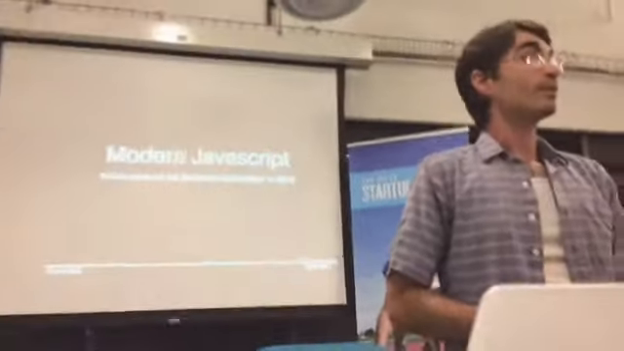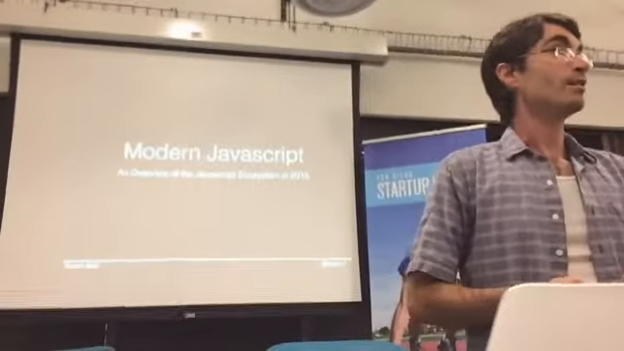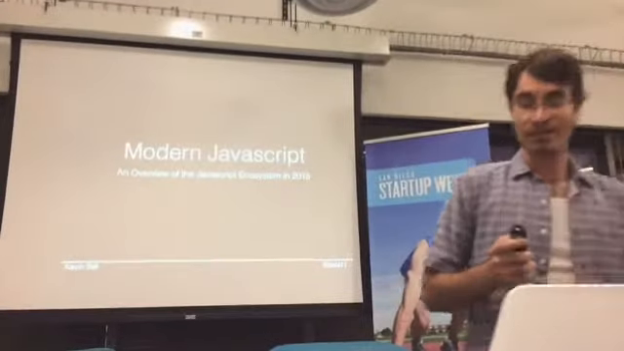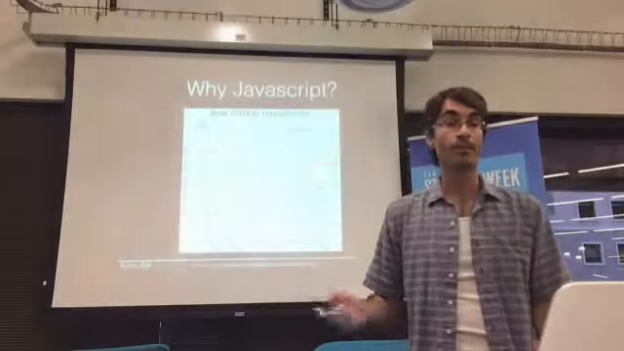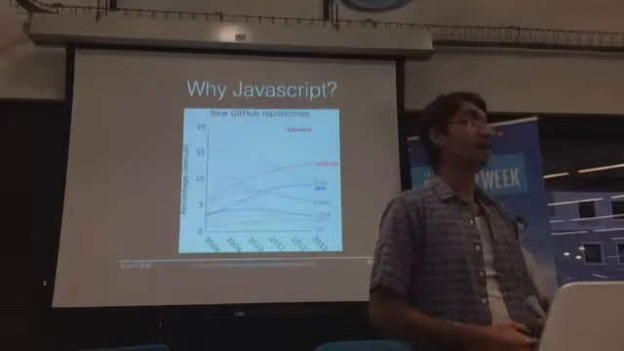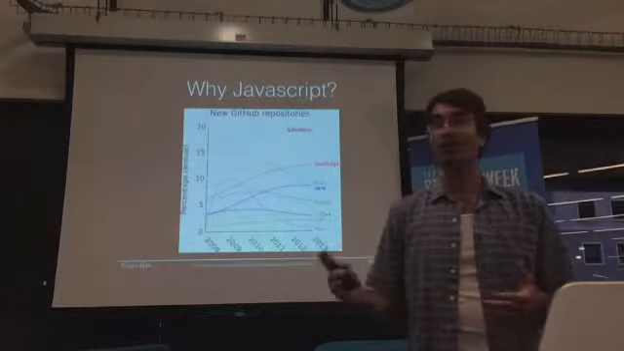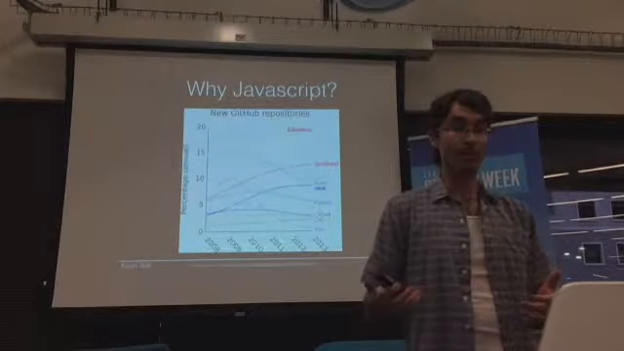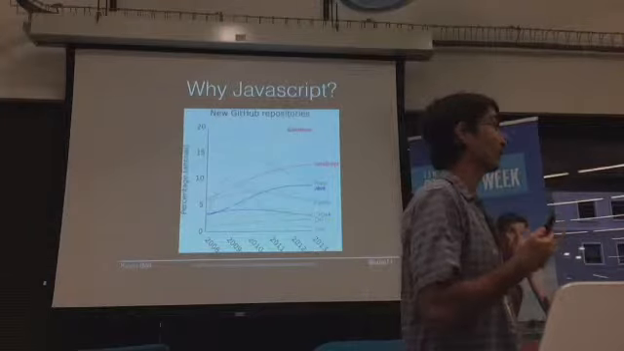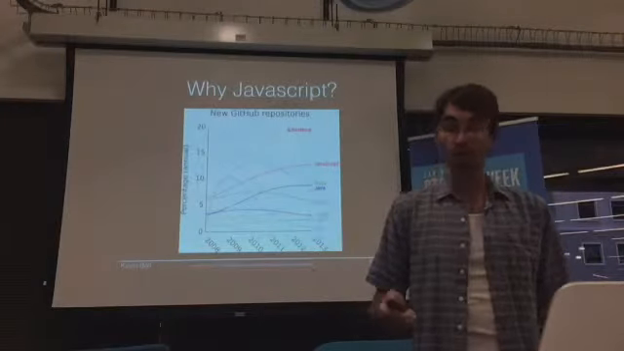Modern JavaScript. JavaScript right now in 2015 is very different than it has ever been, and especially from where it started. And the question, why JavaScript? Especially why JavaScript now? If we look at GitHub as a measure of what's active in the world right now, we can see that JavaScript has become the most popular language in the world.